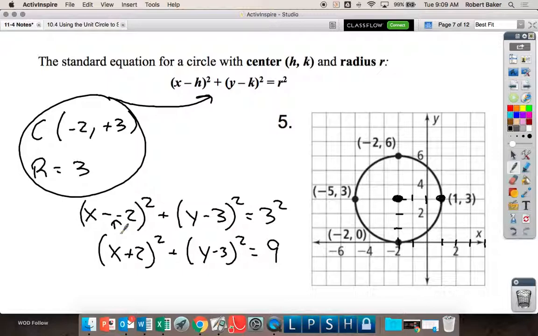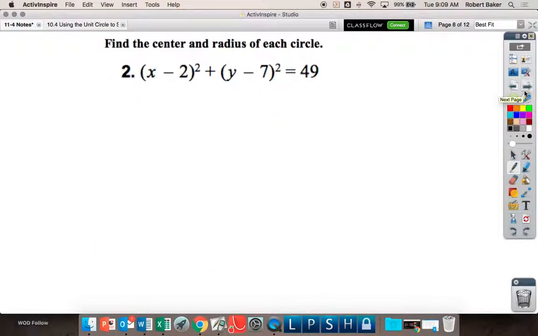All right, so on our homework, let's look at number 2. It says, just tell me what the center of the circle is and what the radius of the circle is. So we need to find the center and we need to find the radius. Yeah, it's a little weird, isn't it? There is the equation. What is the center and what is the radius?